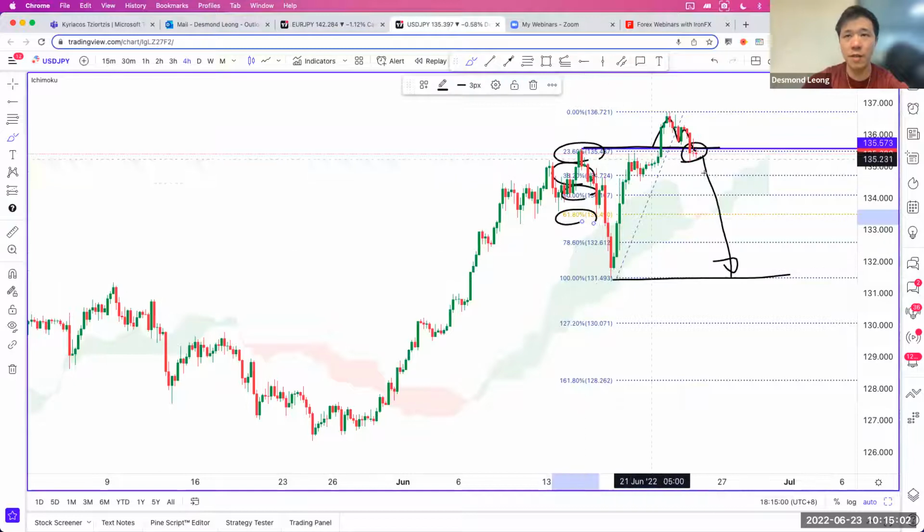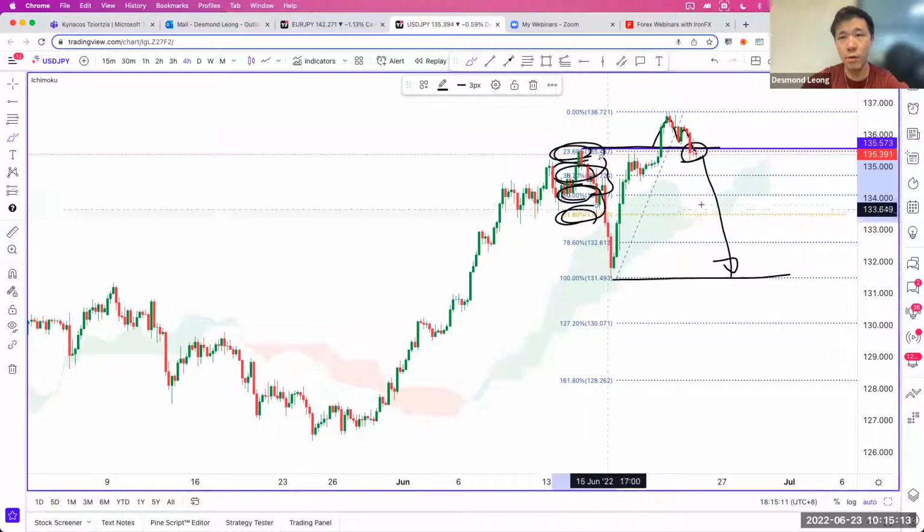So what we try to look out for is that every time price breaks one number, it tends to go down to a next number. It breaks this number, it tends to go down to a next number. Breaks this number, it tends to go down to a next number. So it keeps going lower, lower, and lower.